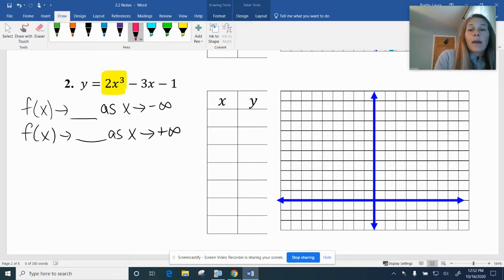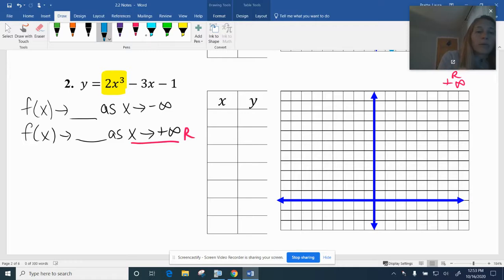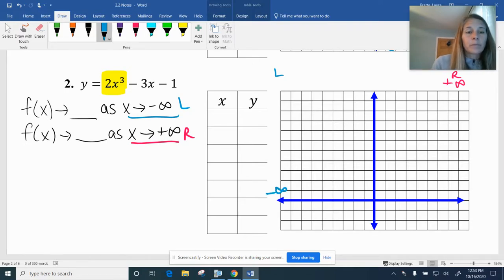And once again, x approaching positive infinity is the right side. X approaching negative infinity over here is the left side, right? Because this is the x-axis approaching negative infinity.